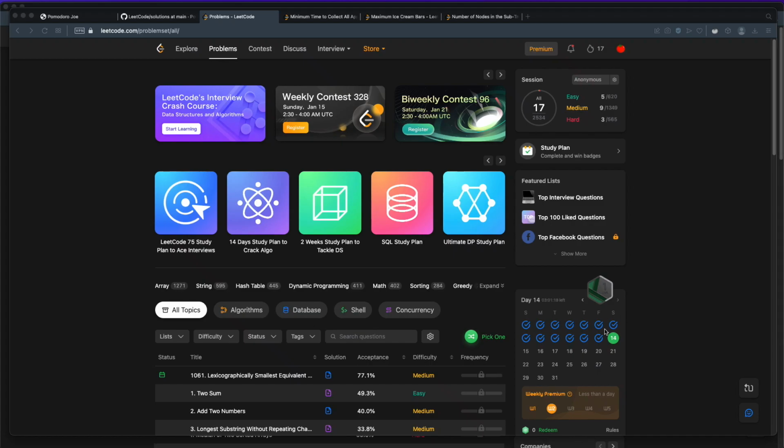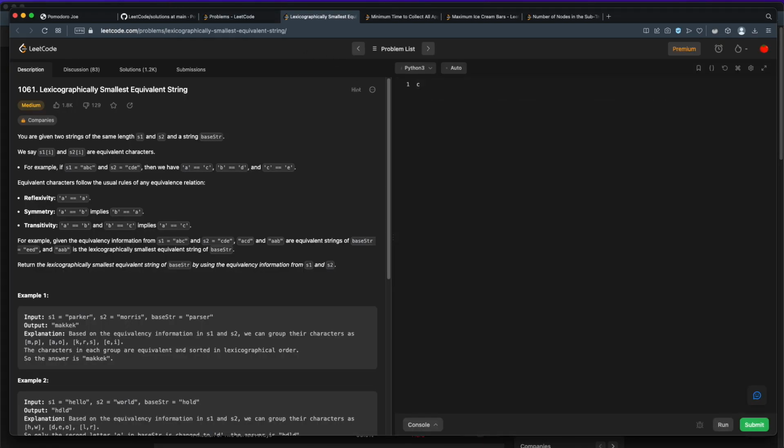Welcome to Pomodoro Joe for Saturday, January 14th, 2023. Today we'll be looking at LeetCode problem 1061, lexicographically smallest equivalent string. This is a medium problem.